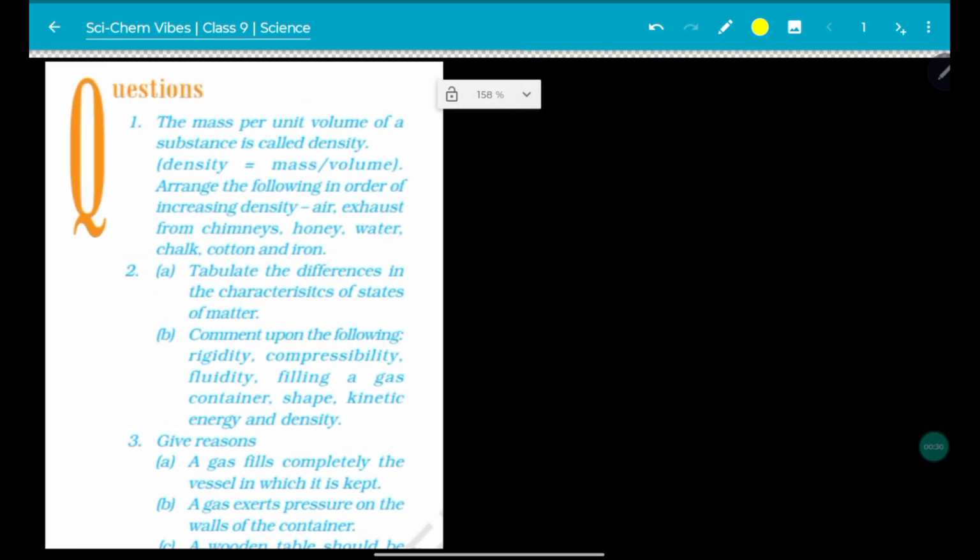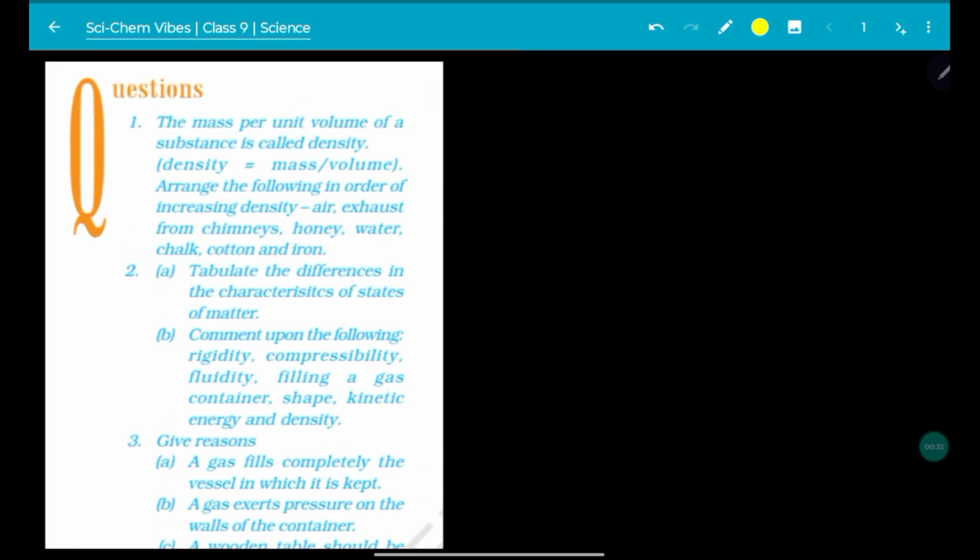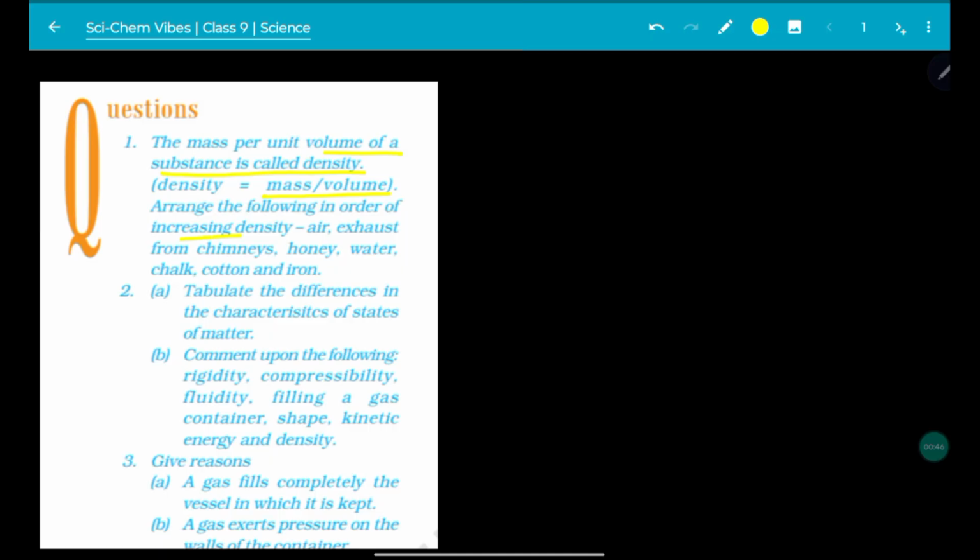Question number 1 says: mass per unit volume of a substance is called density. It is also the definition of density. The formula of density is mass per unit volume. Arrange the following in order of increasing density: air, exhaust from chimneys, honey, water, chalk, cotton and iron.